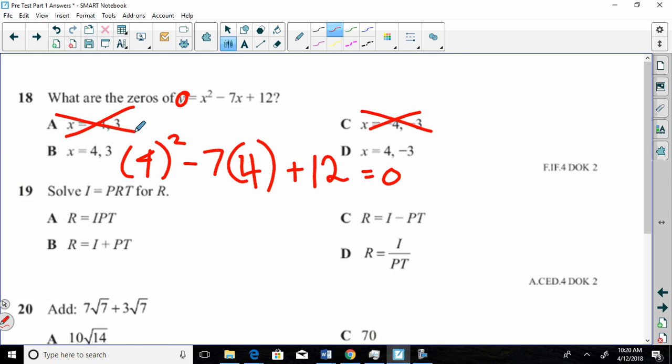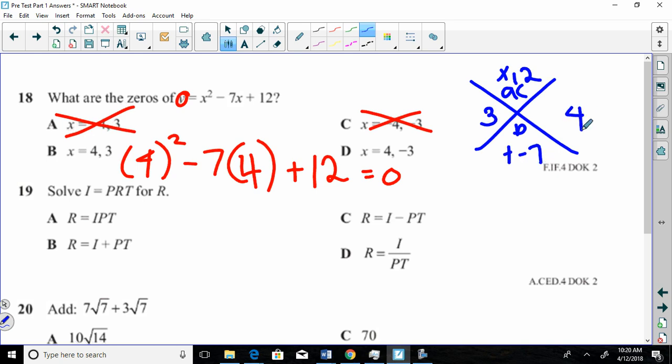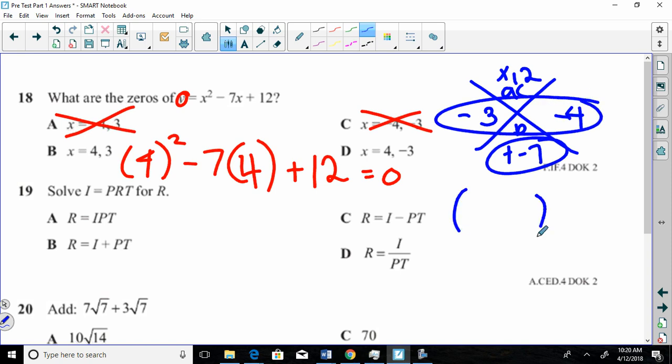Or you can factor it, which is the easiest way. So since a equals 1, what multiplies to 12 and adds to negative 7? 3 and 4. But what do we know they have to be to add to -7? Yep. Ding, ding, ding. How do I write those factors?